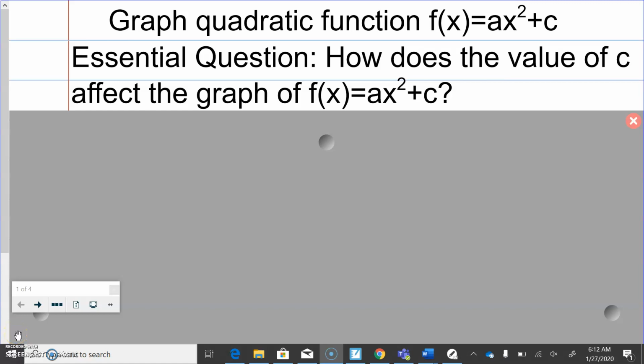Welcome back. We'll be continuing today our discussion about the graph of a quadratic function in the form of f of x equals ax squared plus c. Our central question is, how does the value of c affect the graph of f of x equals ax squared plus c?